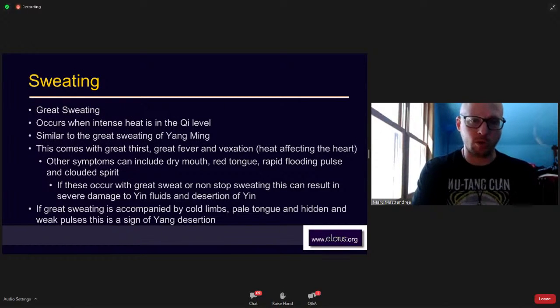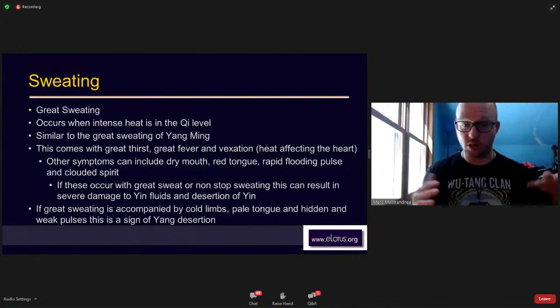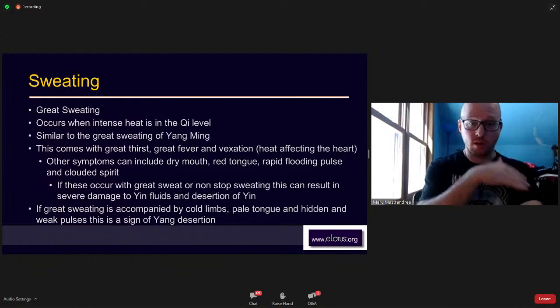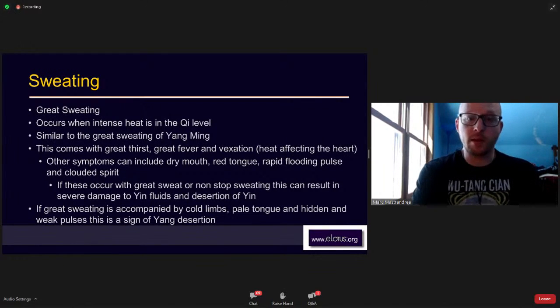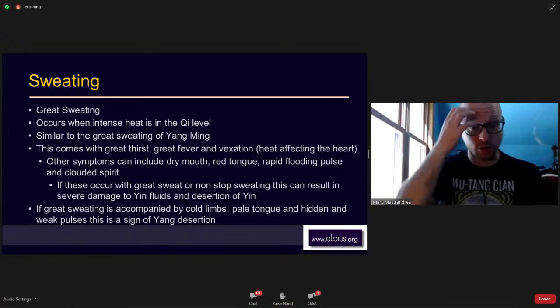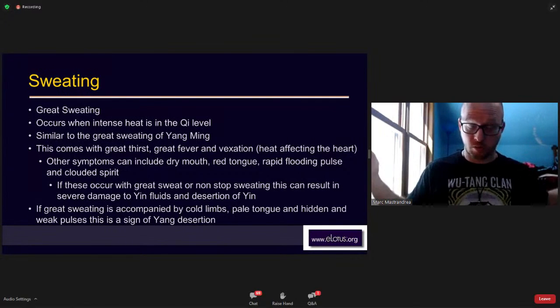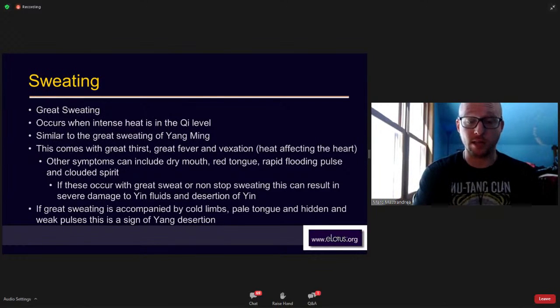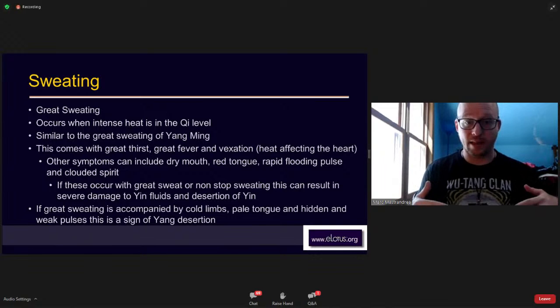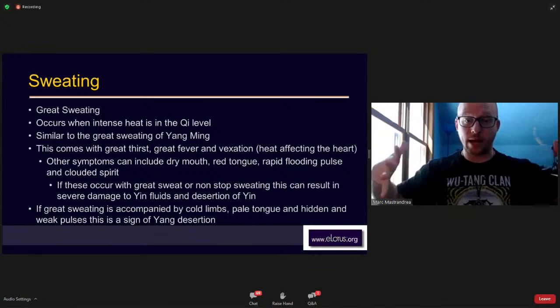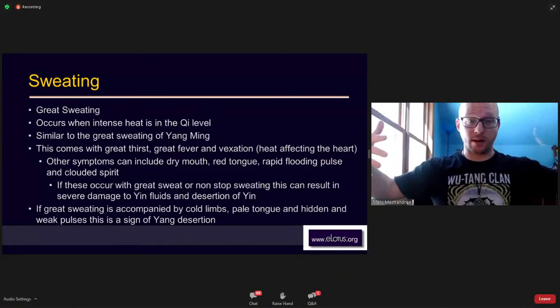If all of these things occur with great sweat or non-stop sweat, like the body just keeps sweating, soaking the sheets, soaking the clothes. It's like water's just flowing, dribbling out of the body, right? This will ultimately result in, if it's not treated and stopped, yin desertion, right? This damage to yin, because it's deserting you through the pores, right? It's leaving, right? So you get this yin desertion. And when you get the yin desertion, what can then happen over time is that you'll start to get the heat build in the body, and you get really, really hot.